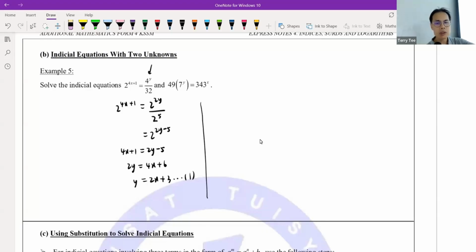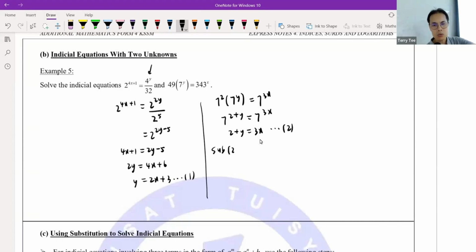So next, the second equation, I will change everything to base 7. 49 is 7 power 2. This is 7 power y. 343 is 7 power 3. So when you multiply the number, we add the power. This is 7 power 3x. So 2 plus y is now 3x. We can just call this equation number 2. So let us sub 1 in 2. 2 plus 2x plus 3 equals 3x.